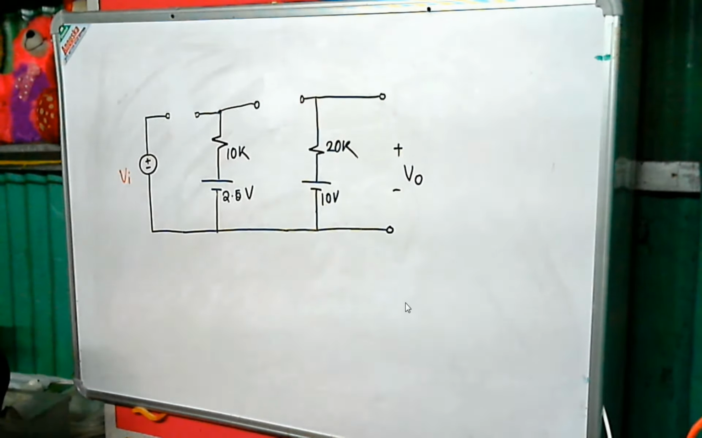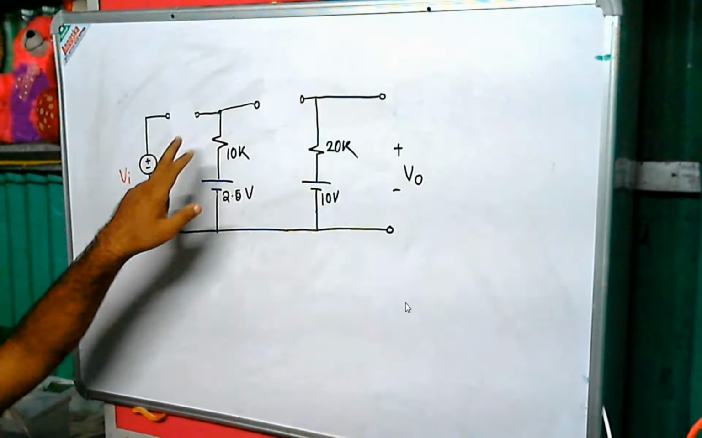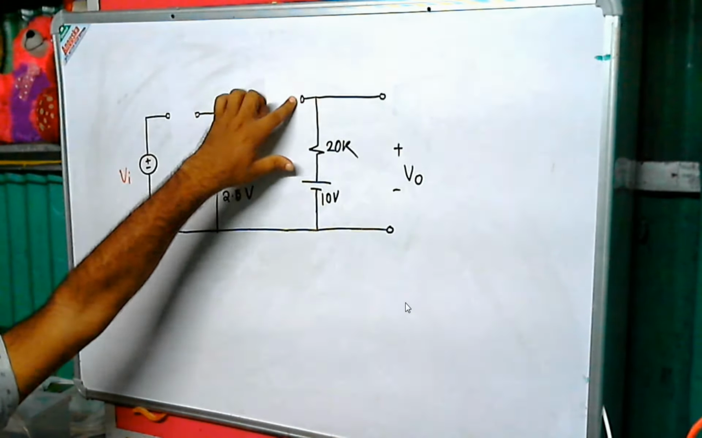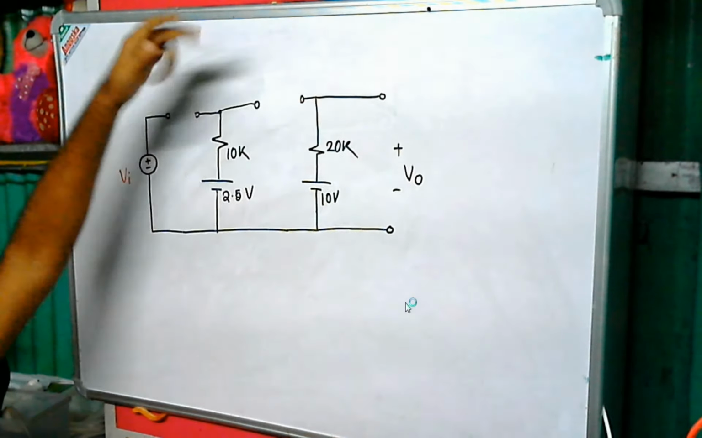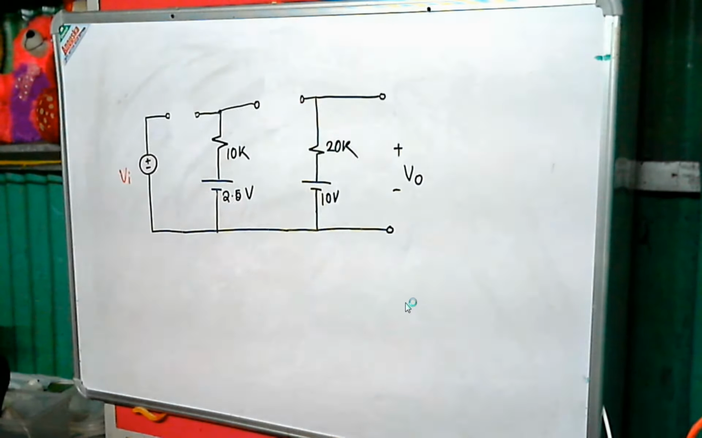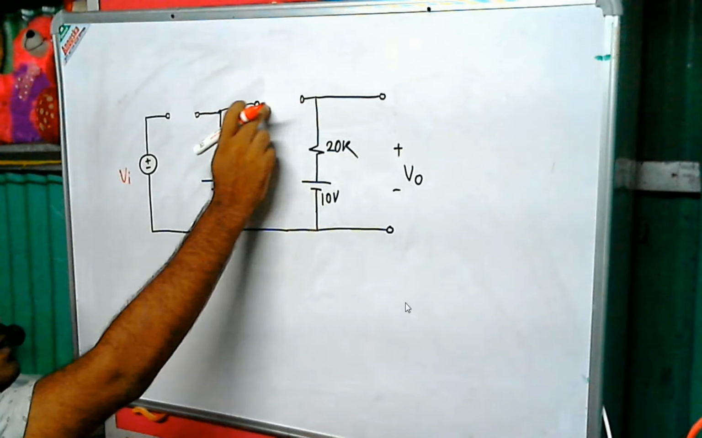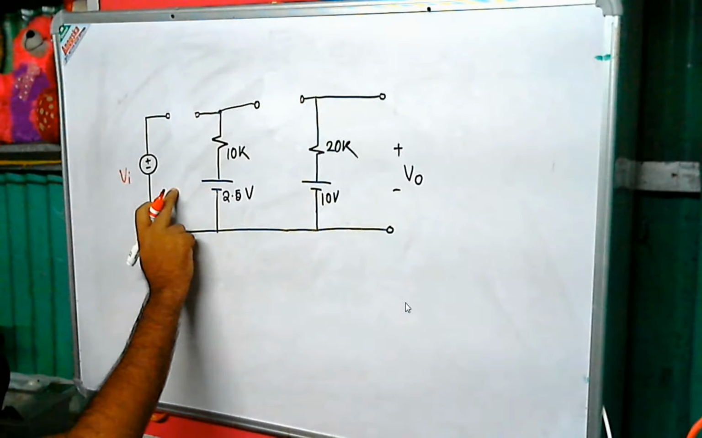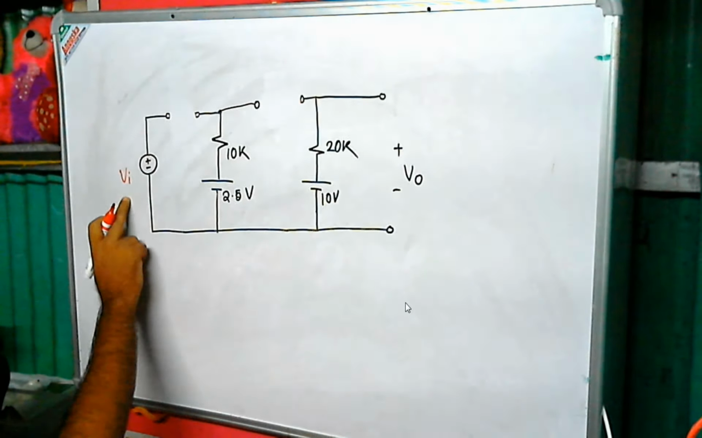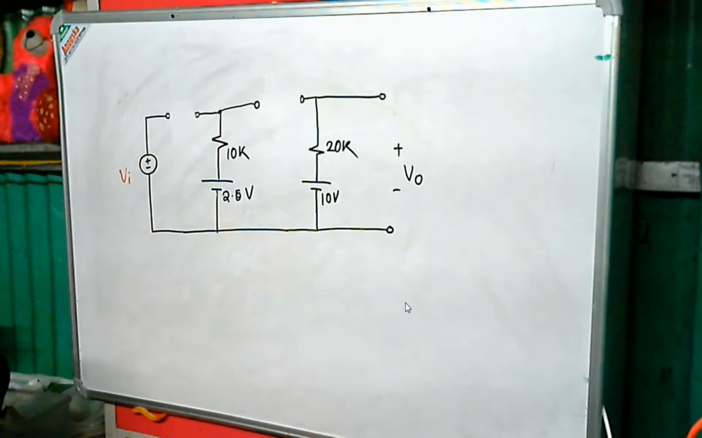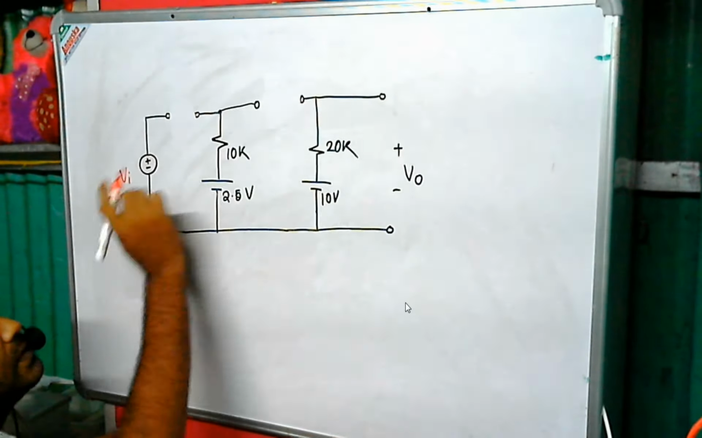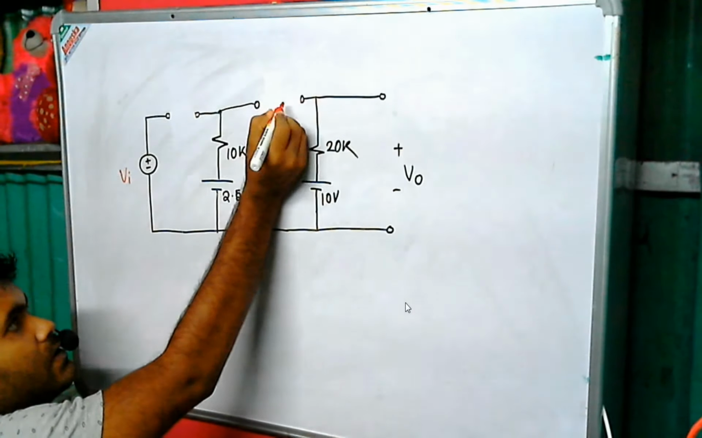diodes. Okay, so you can see over here it is exactly 10 volt because no current is flowing through the 20k resistor, so it is 10 volt over here and it is 2.5 volt over here. Okay, so this diode will be on initially. And let us assume initially the input voltage is 0. Slowly we will increase this input voltage. So initially when this input voltage is 0, this diode will be on.